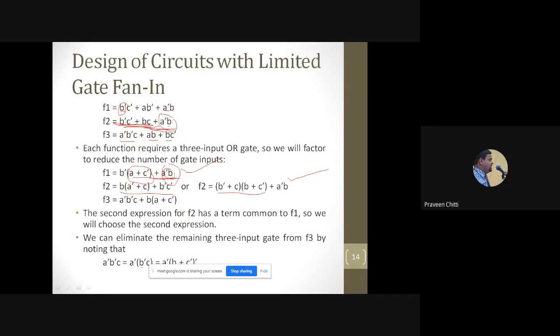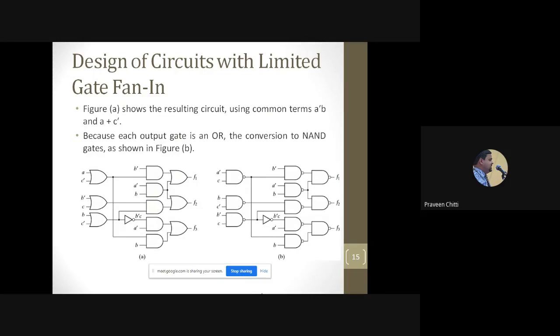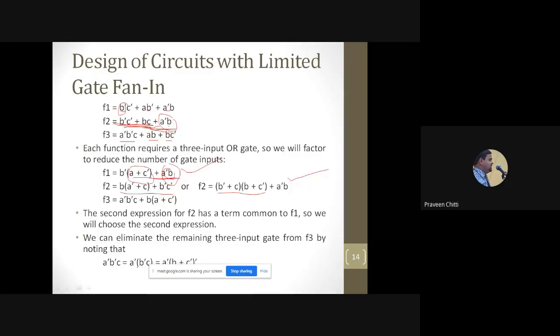If you write A bar into bracket B bar C, then that B bar C, if you use De Morgan's theorem, can be written as B plus C bar, its whole bar. So A bar B bar C can be written as A bar, and that with B bar and C. So I have this equation, and the third equation is this itself, wherein this three term product is split into two. Now this F1, F2, F3 we have to implement.